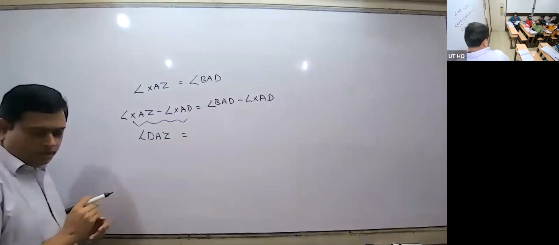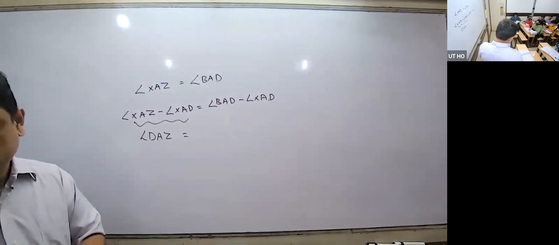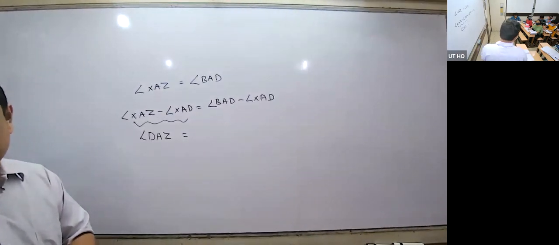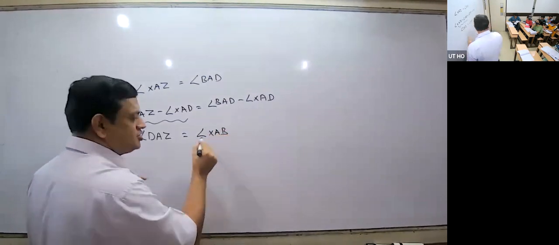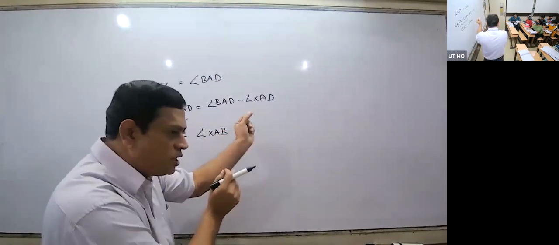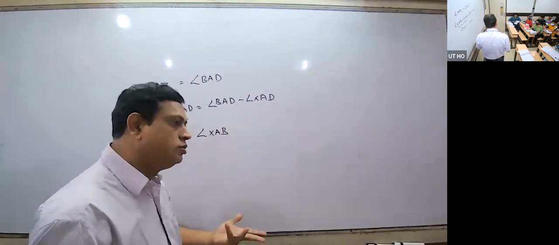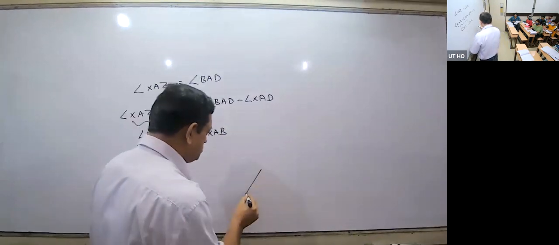DAZ is equal to BAD minus XAD, which is equal to BAX. That is why they are equal. So I'll make a line this way.